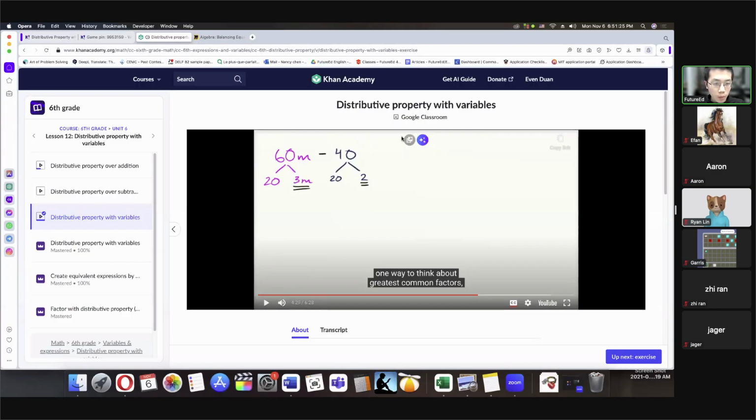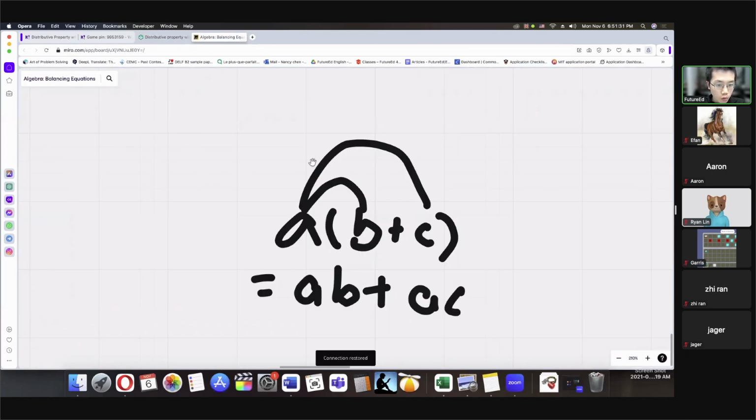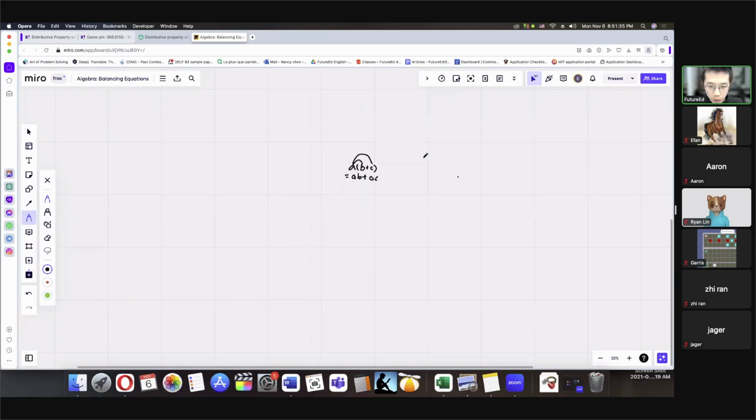I think that's about it for the distributive property with variables. I'd actually like some of you guys to try a few problems. But first, do you guys know how to factor something like this?